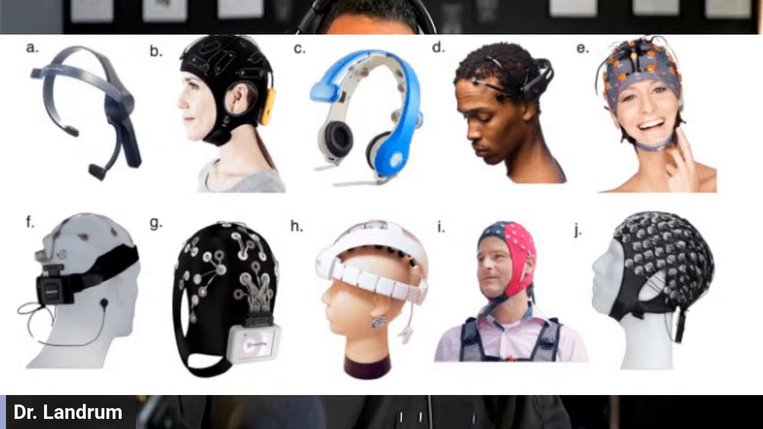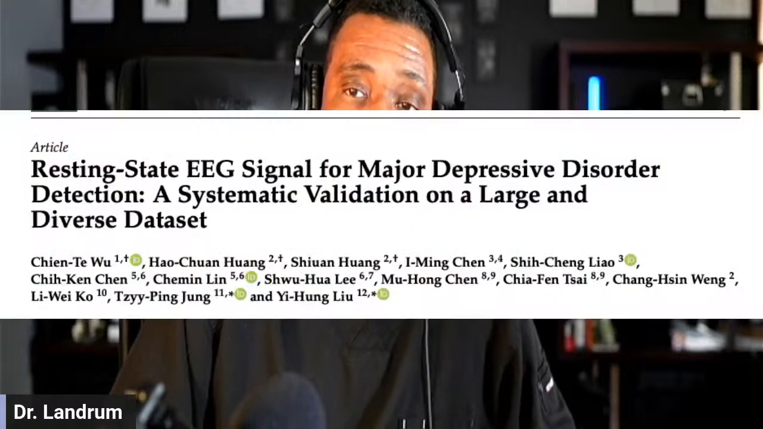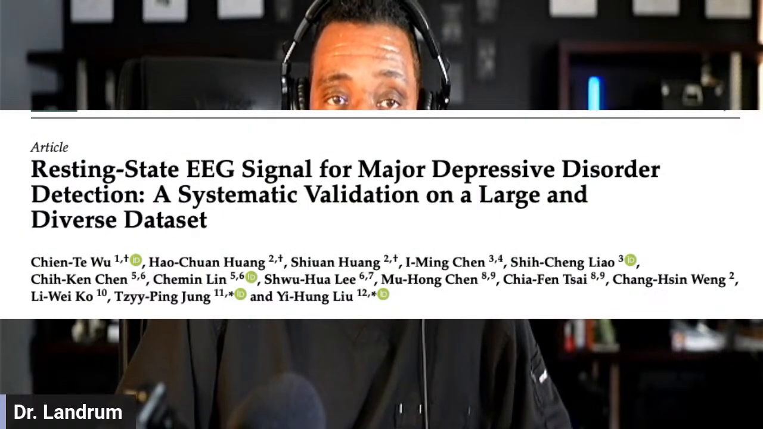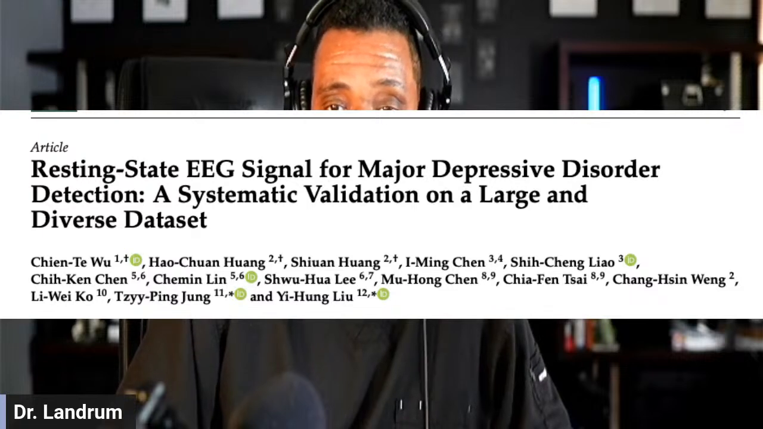Some of the different headsets, particularly on the right-hand side, allow you to evaluate what's happening from an electrical standpoint. Traditionally, the more contacts you have, the better you can assess waveforms and the more detailed information you can get. Some of these are traditional EEGs and some of these are not. At the end of the day, what we want is an understanding of how to impact this. One of the papers, as you know, we use a lot of papers to assess this, is Resting State EEG Signal for Major Depressive Disorder Detection.